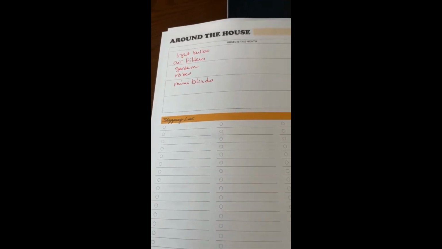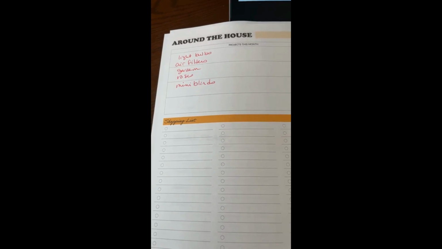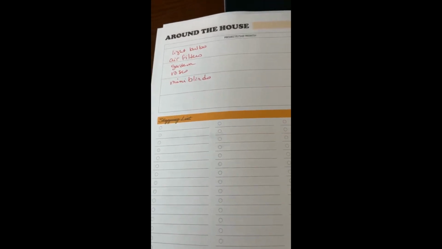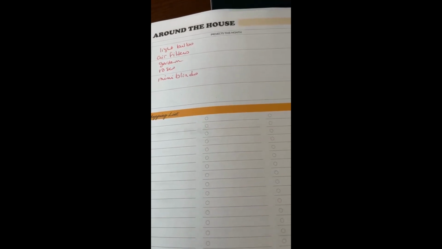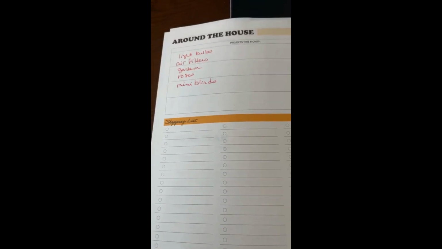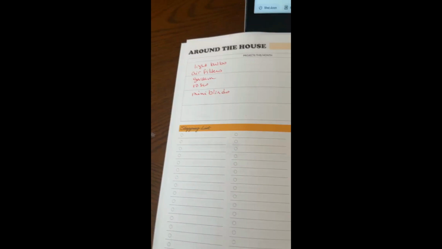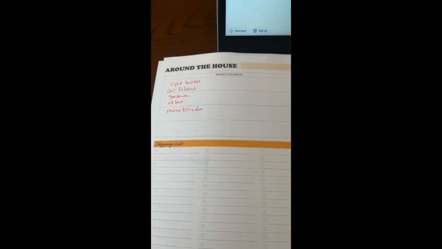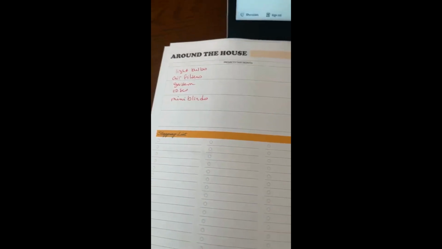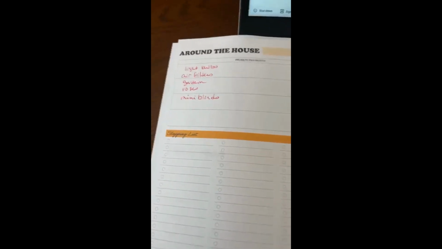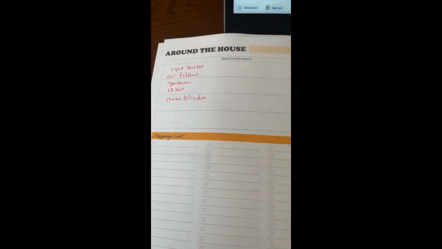We do air filters on a schedule. We have mini blinds that need to be replaced because when you have kids and then you buy cheap mini blinds, they need to be replaced once in a while. And then the garden and the roses are obviously seasonal. Sometimes that says Christmas lights or whatever. But everything that I think of as we're going through chores goes on this around the house list just to kind of keep me organized.